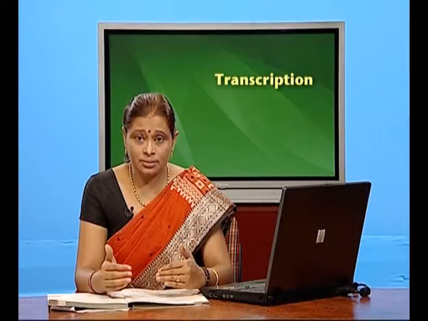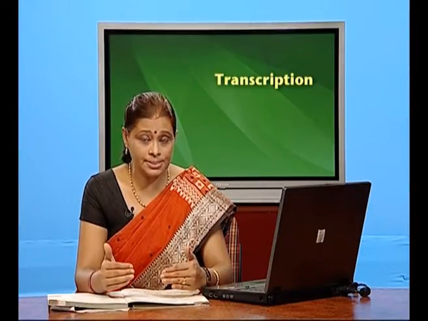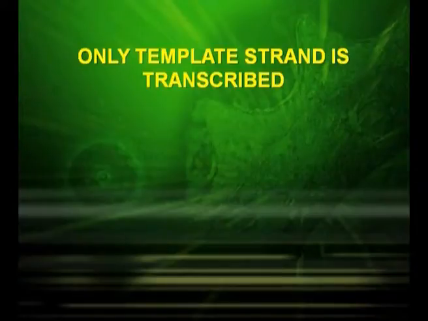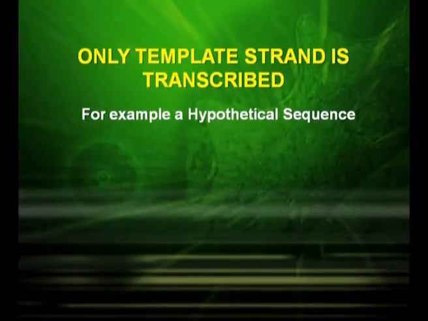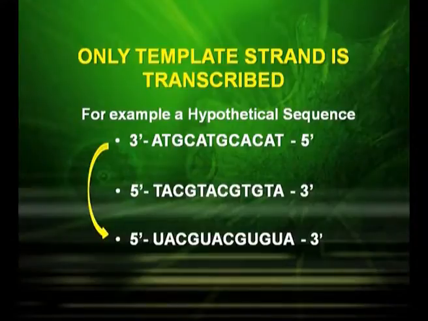Now to understand why the coding strand is not transcribed and only the template strand is transcribed, let us take a hypothetical sequence. As the figure shows, there are the two strands, 3 prime to 5 prime and 5 prime to 3 prime. Now if the strand which is 3 prime to 5 prime, ATG, CAT, GCA, CAT, is transcribed, the sequence of the bases becomes UAC, GUA, CGU and GUA.